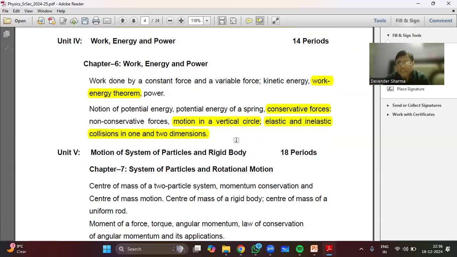Then the most important thing again of this chapter, elastic and inelastic collisions. This is the most important topic I'm discussing here, nothing else.